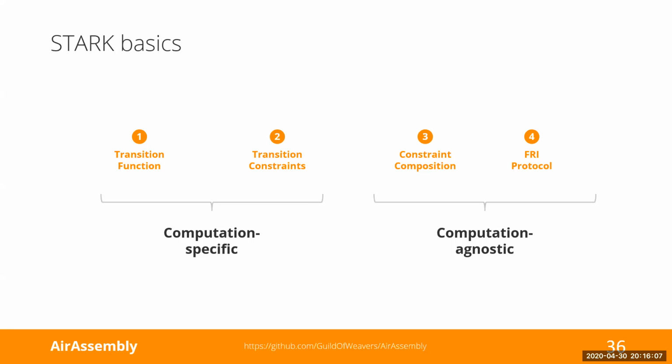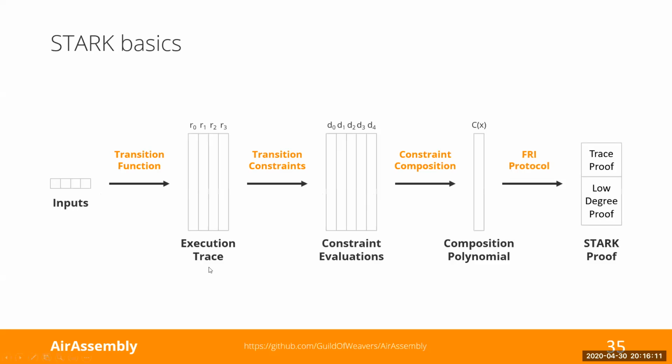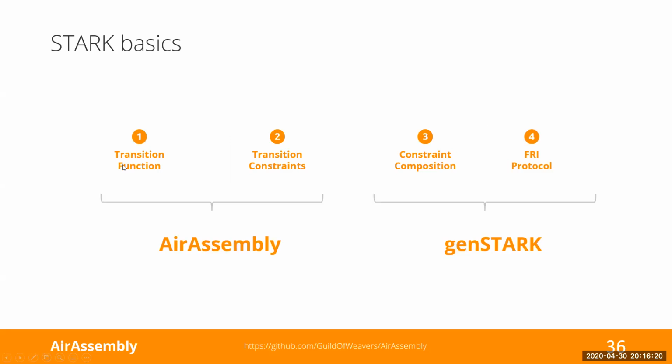You can reuse the same machinery. As long as you have the execution trace and constraint evaluations generated, everything else remains the same. So the idea behind AirAssembly is that it tells you how to generate these two things, and then you have your STARK prover or verifier that can take the outputs, and then you apply the other steps that you need to generate the STARK.